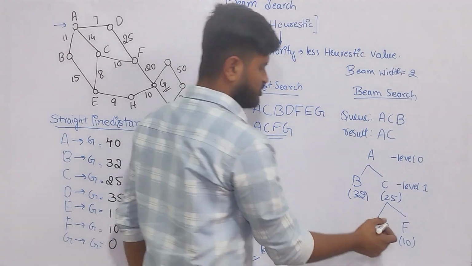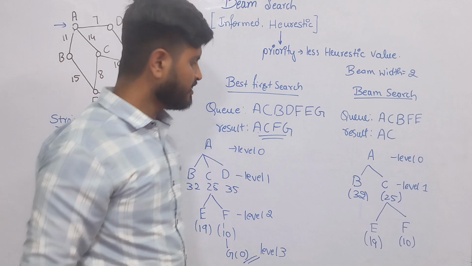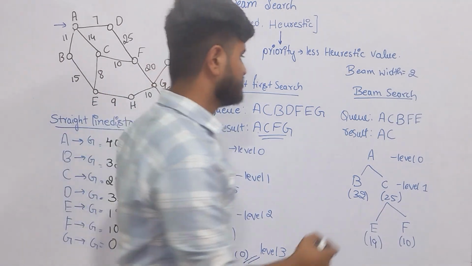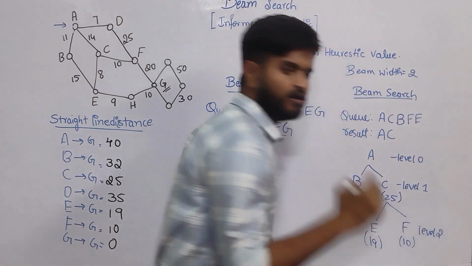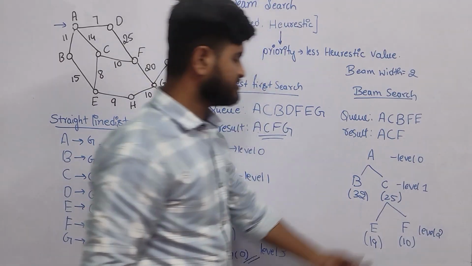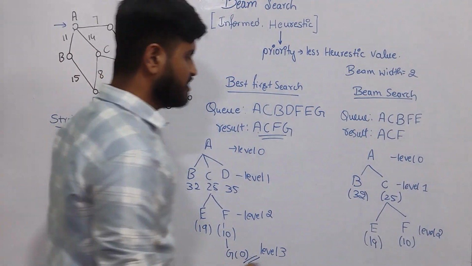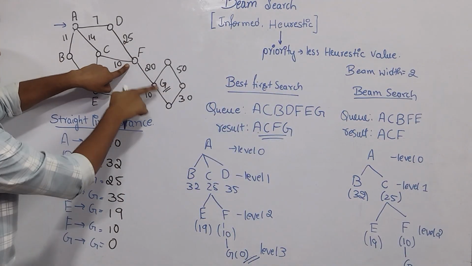So what will you be doing? You will be inserting F first, then you will be inserting E, because F is having the less heuristic value. So in this level, that is level 2, you will be selecting 1 to move to the final state. That is, you will be selecting F because it is having less heuristic value. From F you can move to G. The only condition is from F you can move to G.